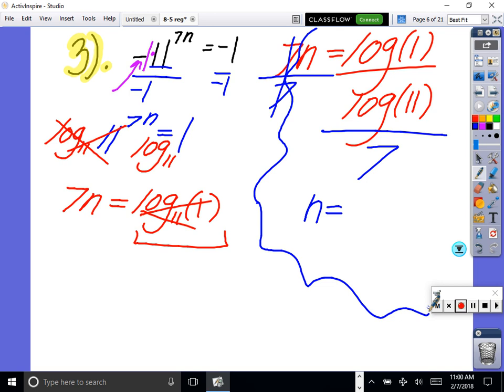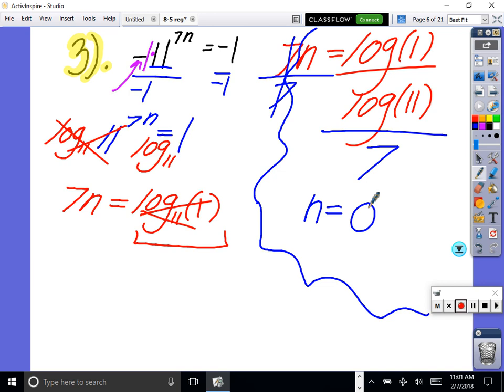I want that answer. And I also, just because your ACT would stop there, I also want the decimal, whole number, fraction, or whatever. So everybody type in your calculator, log of 1, divided by log of 11, divided by 7. You all have to do it because I'm going to show you how to check it. So everybody needs to get the decimal right now. It's 0. So let's check the answer.